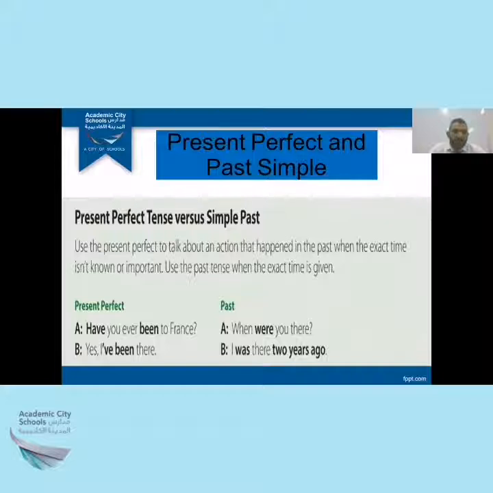Examples: present perfect. A. Have you ever been to France? B. Yes, I've been there. Past. When were you there? B. I was there 2 years ago. So here we use the present perfect to talk about an action that happened in the past when the exact time isn't known or important. But we use the past tense when the exact time is given.